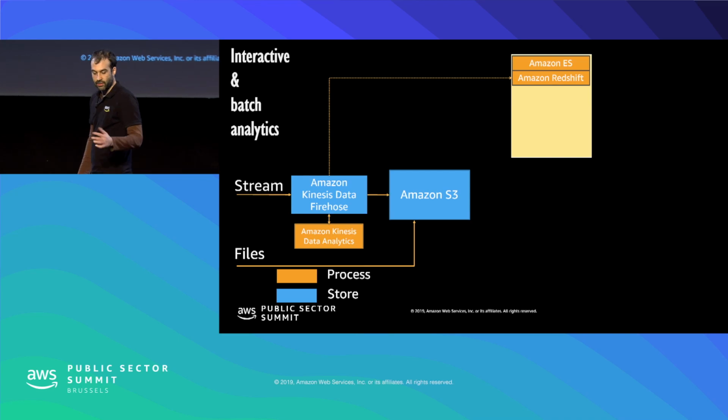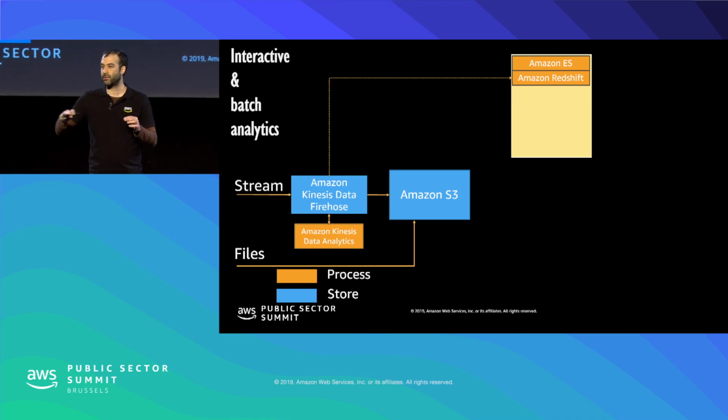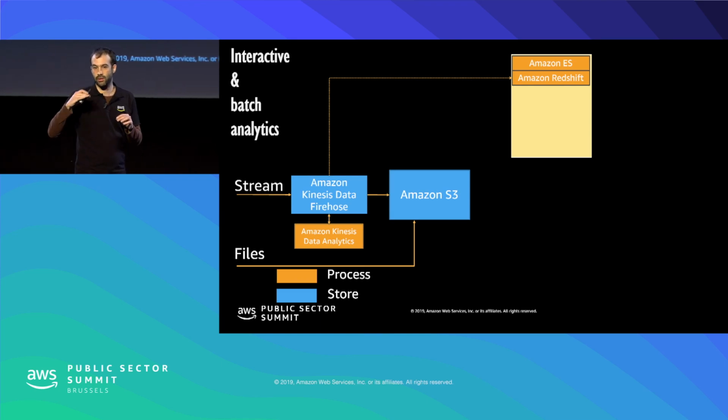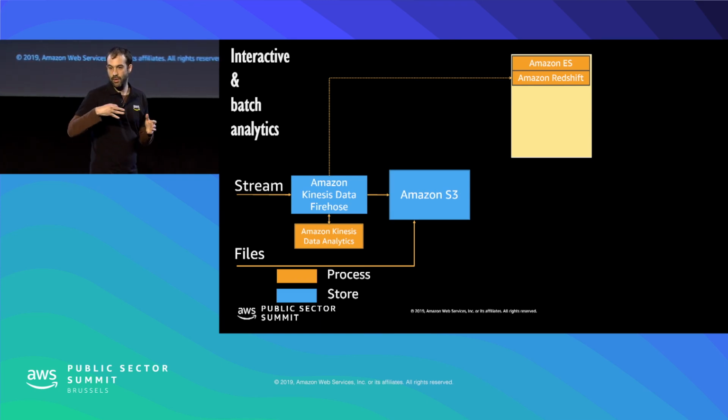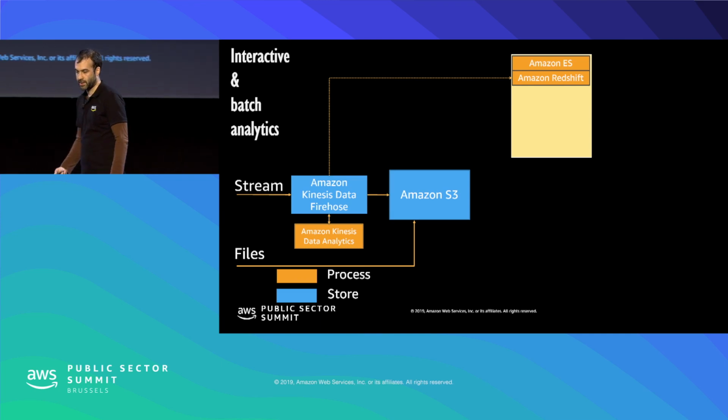From Kinesis Data Firehose, it's a delivery stream. Think of it as the pipe that delivers. So the supported targets, apart from S3, are also Redshift for data warehousing, or Elasticsearch to do those kinds of Kibana dashboards or analysis.